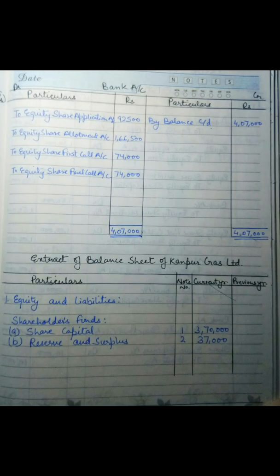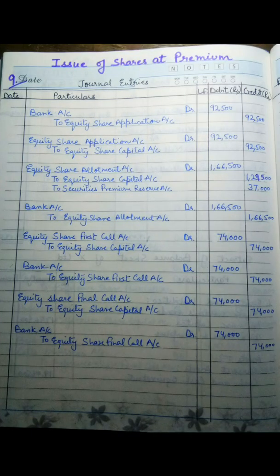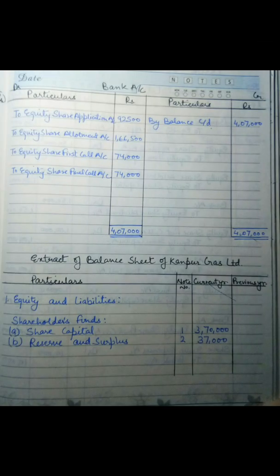See, I have prepared that. It contains on the left hand side the debit column, and on the right hand side the credit column, and all the entries related to bank account have been entered on the debit side. As you can see, the first entry, bank account debit to equity share application account, and the amount is 92,500. The same entry has been done here, to equity share application account, 92,500.